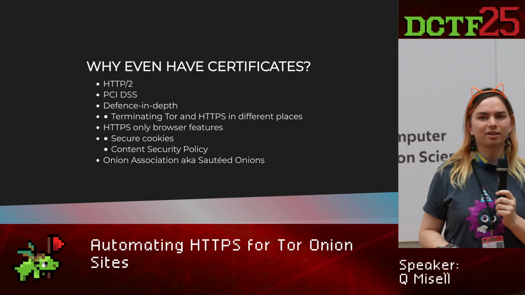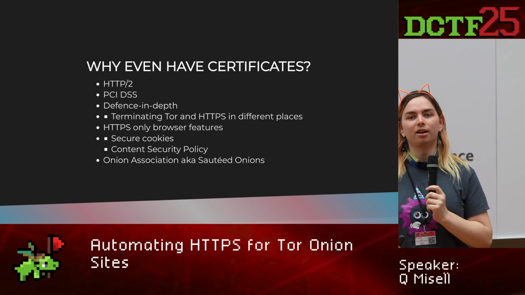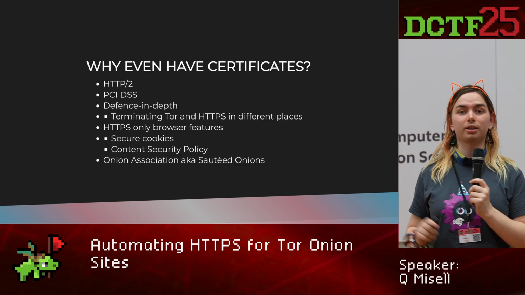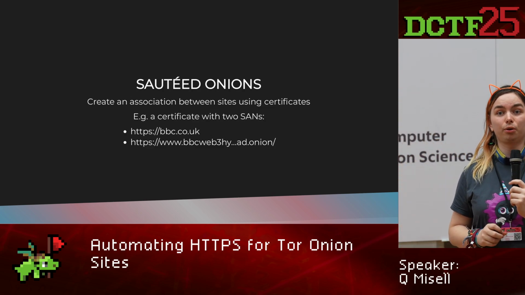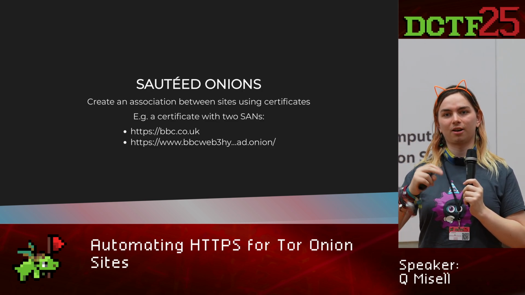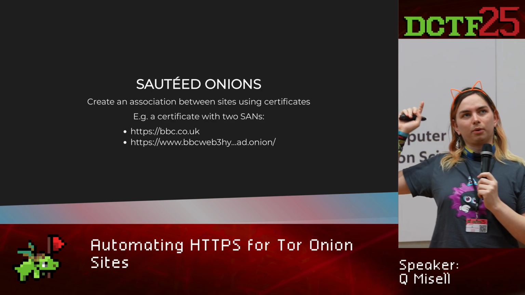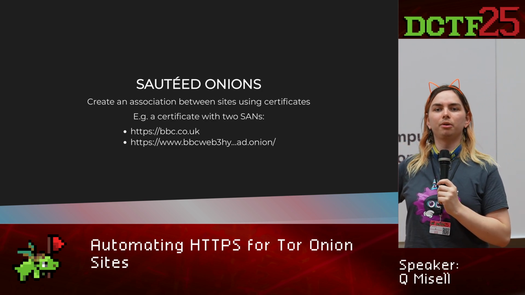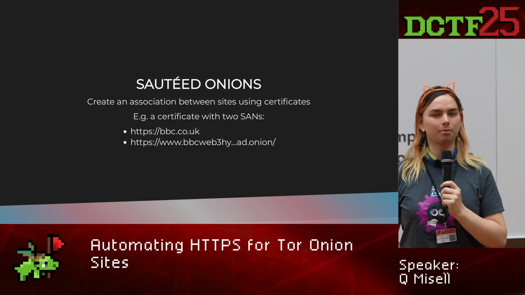And the final, more interesting recent bit is Onion Association, also known as sorted onions, where you basically have a TLS certificate with 2 certificate alternative names. So if you want to verify some cryptographic link between these 2 sites, because without verifying externally, you don't know that the second one is actually the Onion site of, say, the BBC.